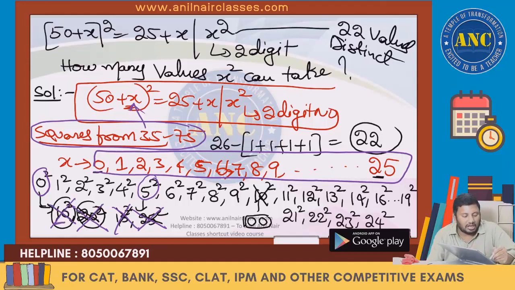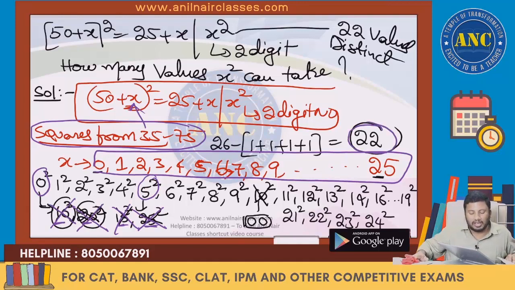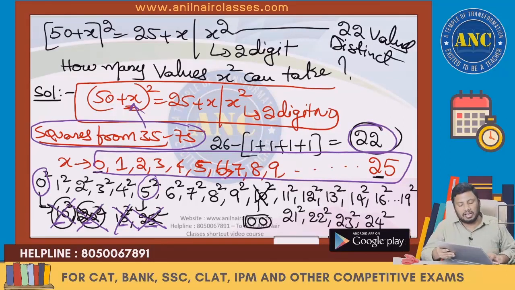So 10 not possible, 20 not possible, 15 not possible, 25 not possible. From 0 to 25, 26 values, 4 cases are not possible. So what is the answer? 22. X square will take 22 values. I hope the idea is clear. Square of the backtracking number, square of the number still 35.